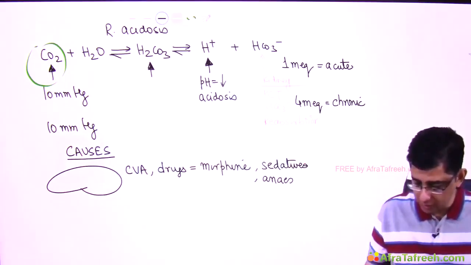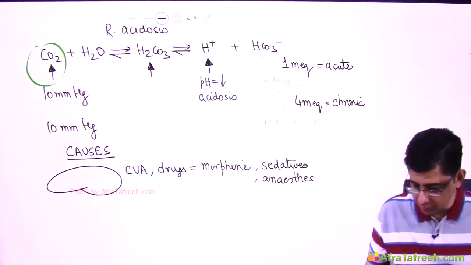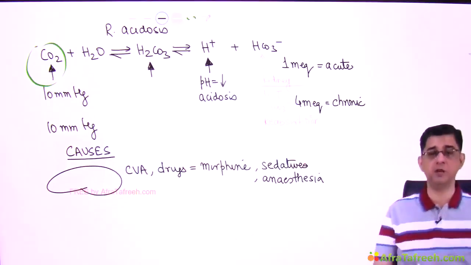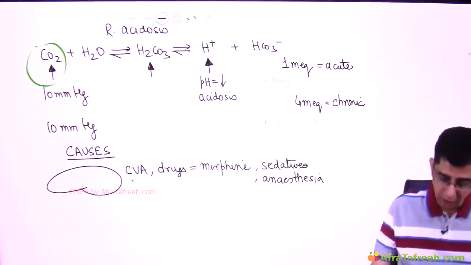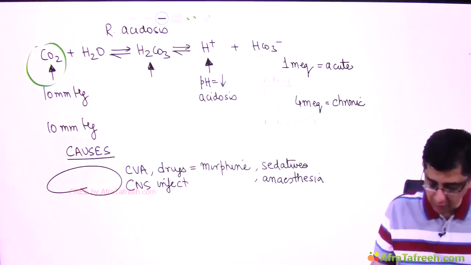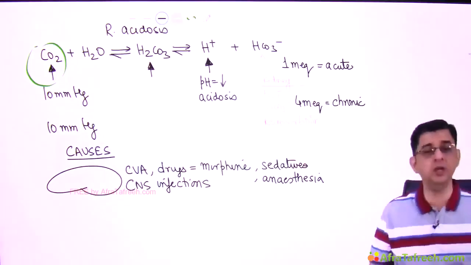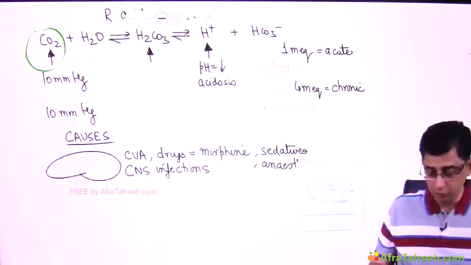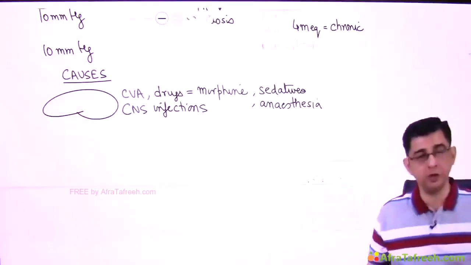My point is that if the respiratory rate of the patient is reduced, the carbon dioxide values will begin to increase. Even CNS infections can damage vital centers like the respiratory center, and therefore carbon dioxide values can increase. These would be called central causes of respiratory acidosis.